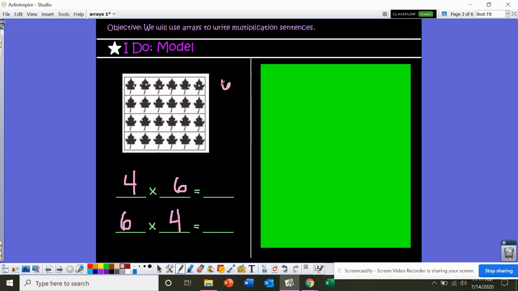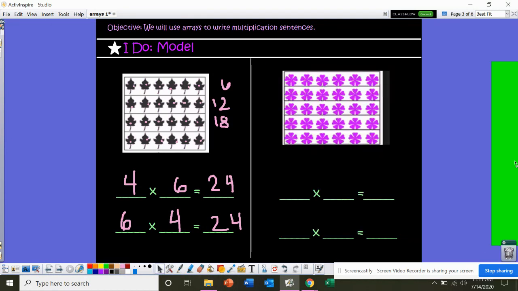So I'm just going to count up. 6, 7, 8, 9, 10, 11, 12, 13, 14, 15, 16, 17, 18. I like to put the numbers at the end of each row so then I know how many I have, and I can just keep counting up. 19, 20, 21, 22, 23, 24. I have 24 leaves altogether. And that answer is going to go for both 4 times 6 and 6 times 4. Like I said, it's just like flipping this array on its side, and then you get 6 rows of 4.